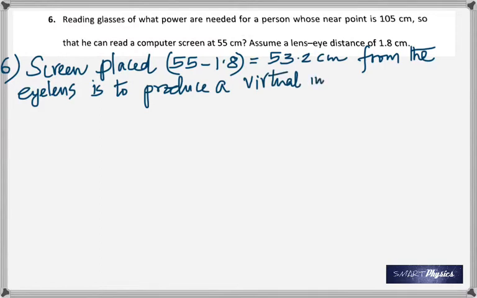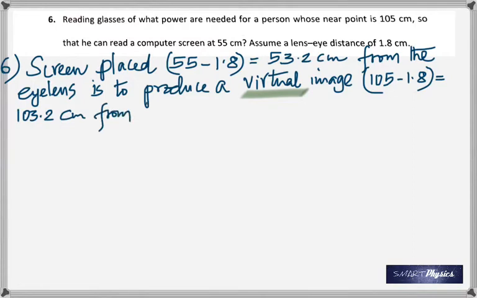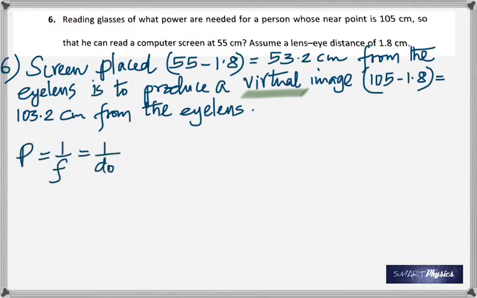And the virtual image must be produced 105 minus 1.8 centimeter. So the idea is that when the object is 53.2 centimeter, the lens that he is wearing should produce an image which is 103.2 centimeter from the eye lens, so that his lens in the eye can take it up from there.